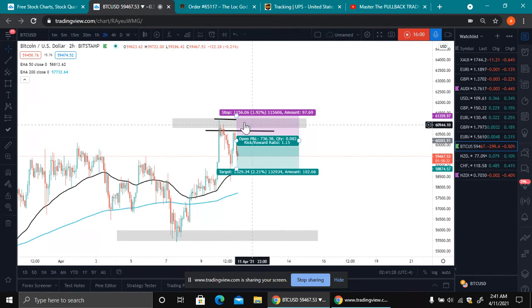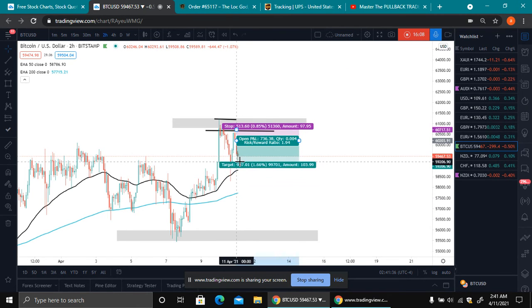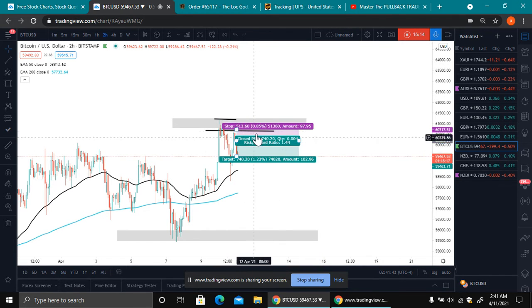My stop loss would have been, let's see, 50 pips. I trade 1 to 4. My TP was already hit.